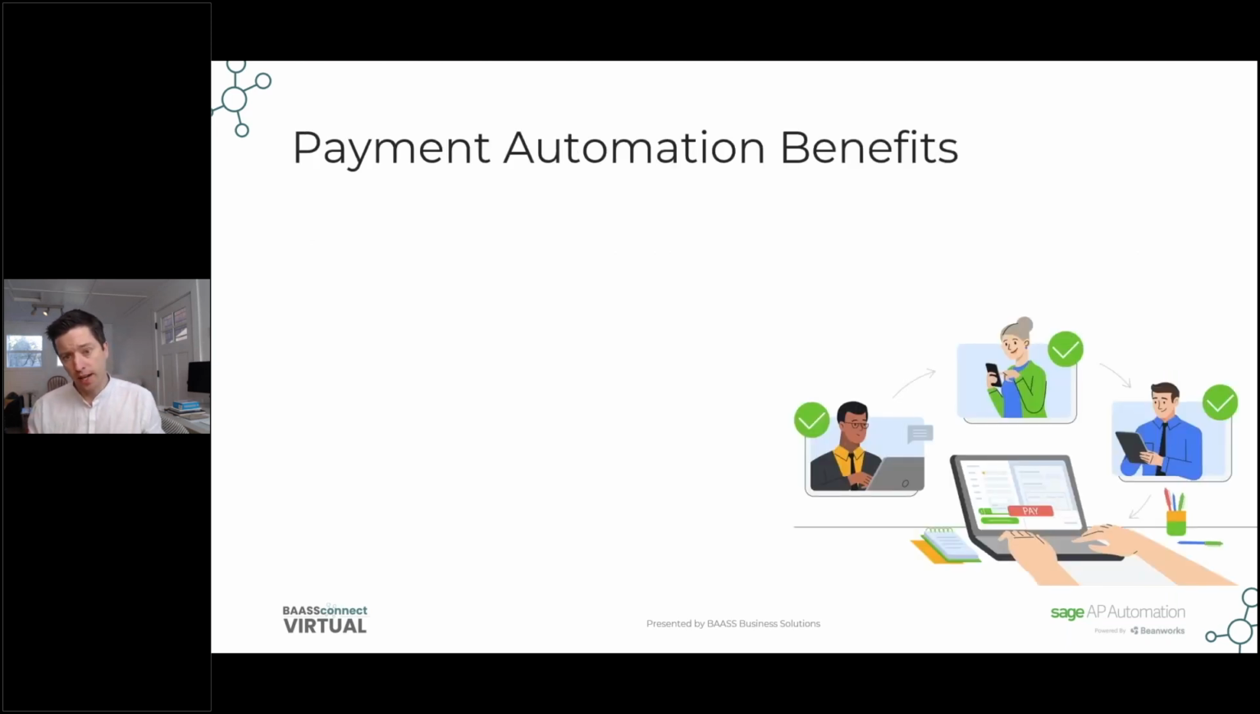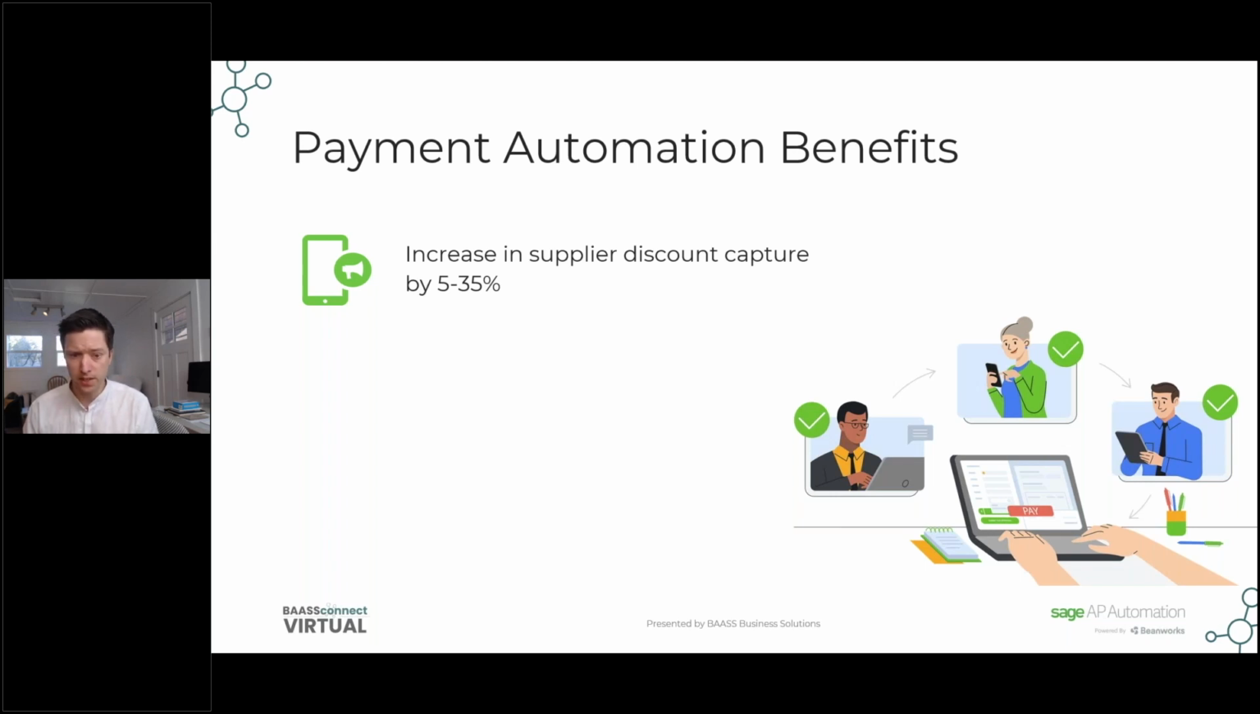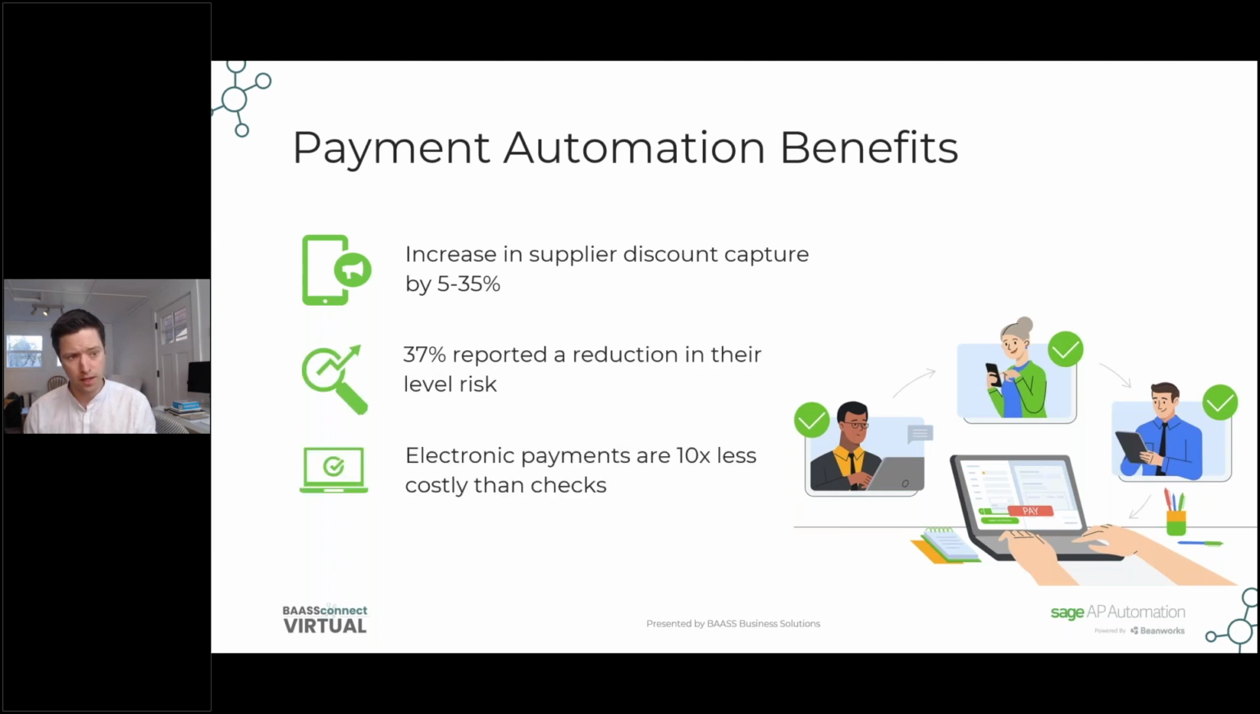Companies that automated their accounts payable have seen a 5 to 35% increase in their supplier discount capture, and savings also come in through rebates earned through virtual credit cards. And these benefits are specific to payments. Another 37% have reported a reduction in the level of risk in areas of fraud, audit, and compliance. And they've also seen a 10 times reduction in cost switching from paper checks to electronic payments. So some great benefits there as well.